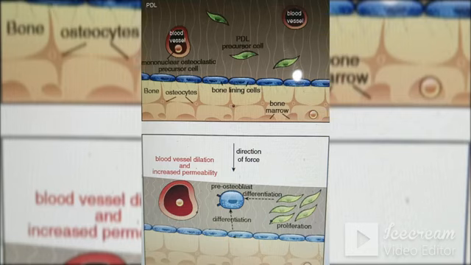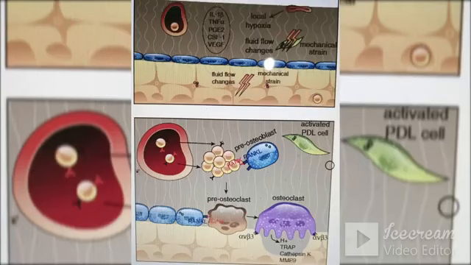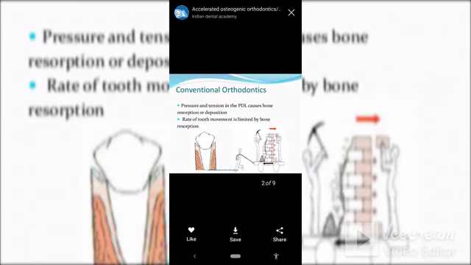Whenever force is applied, there is resorption on one side and deposition on the other side, so that the socket will keep its shape. Bone resorption and tooth movement are directly proportional. Bone is covered by a membrane called the periosteum, which is differentiated from surrounding connective tissues. Three types of cells are involved in orthodontic tooth movement. These are the osteoblasts, osteocytes, and osteoclasts.